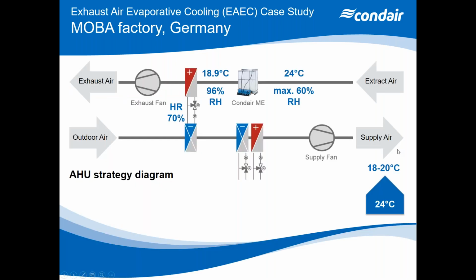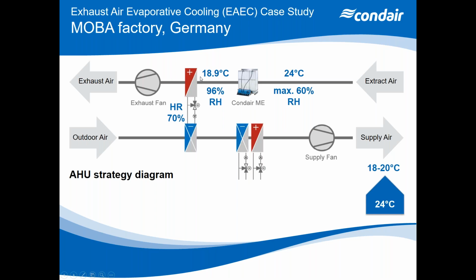So how this was achieved is that we took extract air from the factory floor that had a return condition of 24 degrees C and a maximum of 60% RH. That air was then put through the Condair evaporative media humidifier, where again we're evaporating water off the surface of the wetted media, and we're seeing that subsequent increase in relative humidity, increase in moisture content, but decreasing dry bulb temperature as we're sucking the heat energy out of the air. So giving us a resultant condition of 18.9 degrees C at 96% RH.